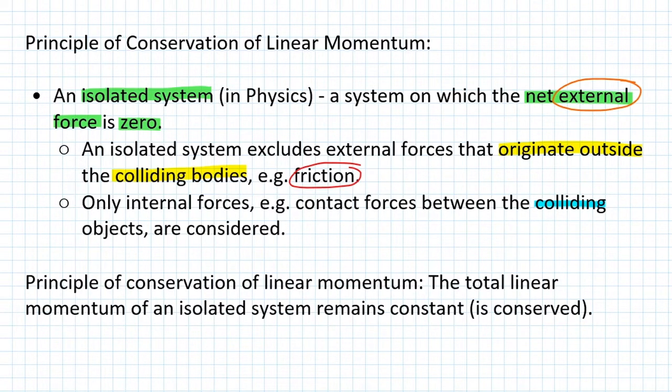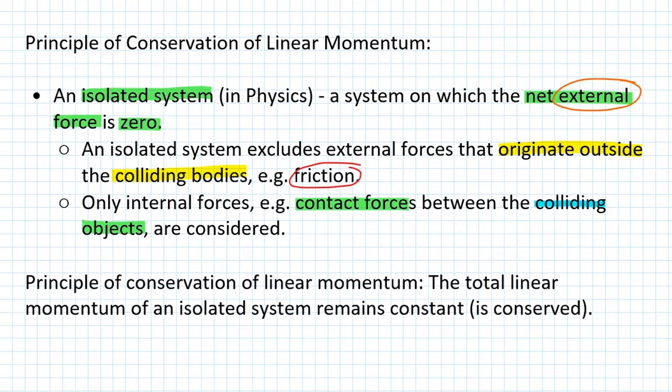And therefore, when we are considering the principle of conservation of linear momentum, we would like forces like friction to be zero. The only internal forces that we're interested in are the contact forces between the colliding objects. This is when we are dealing with the principle of conservation of linear momentum. So there are forces, but the net external force should be zero.